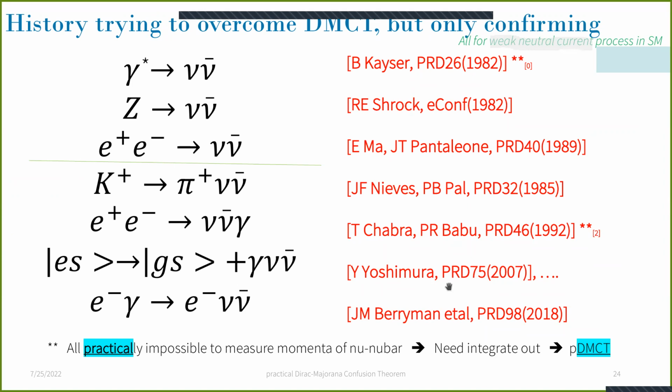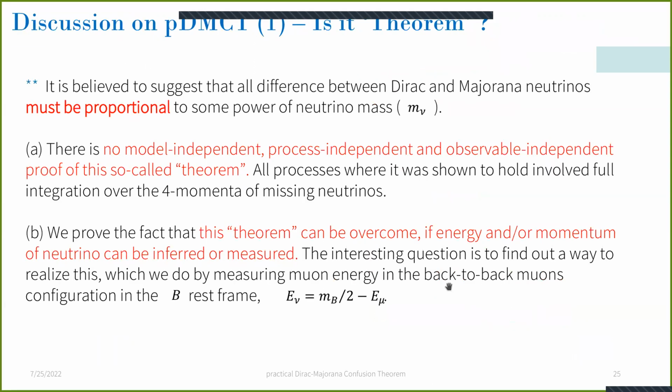But they always confirmed DMCT. For 40 years it went this way, and now they realize this must be correct. There's no exception, they say. Then why is this correct? They tried to find many different ways, but all the time that was not the answer. So this is now the discussion on this DMCT.